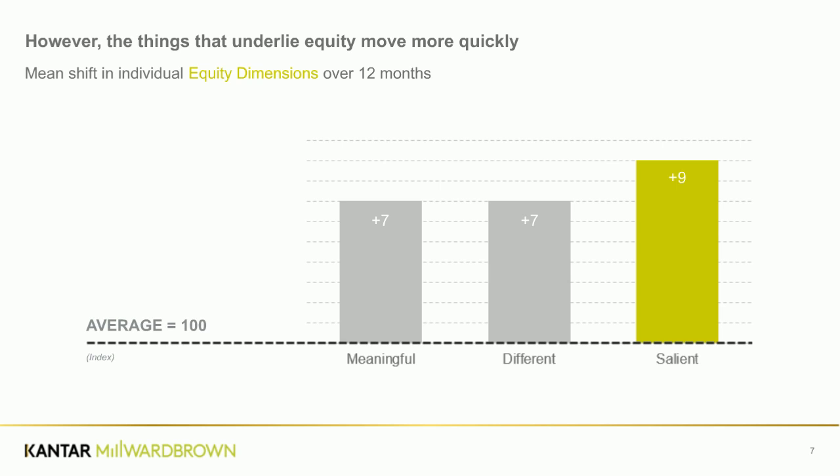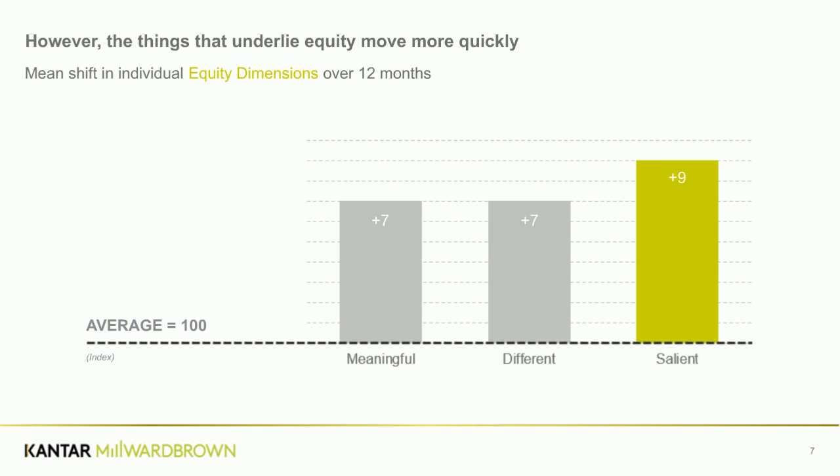However, the good news is that the individual factors that underlie that equity do tend to move much more quickly, as you can see from this slide, which shows the average shifts we'd expect in meaning, difference and salience over the same time period. It's therefore easier for a brand to concentrate its efforts on shifting one of these levers in the shorter term, and this will ultimately impact on improving equity in the longer term.